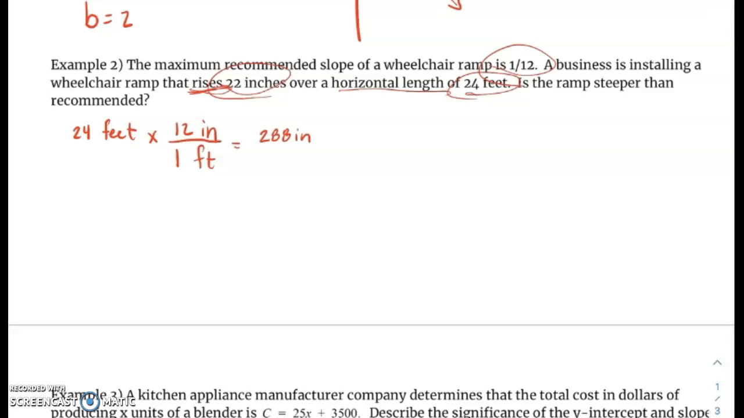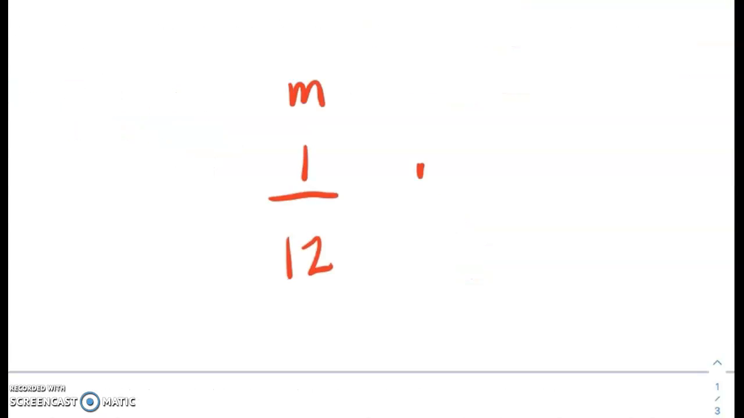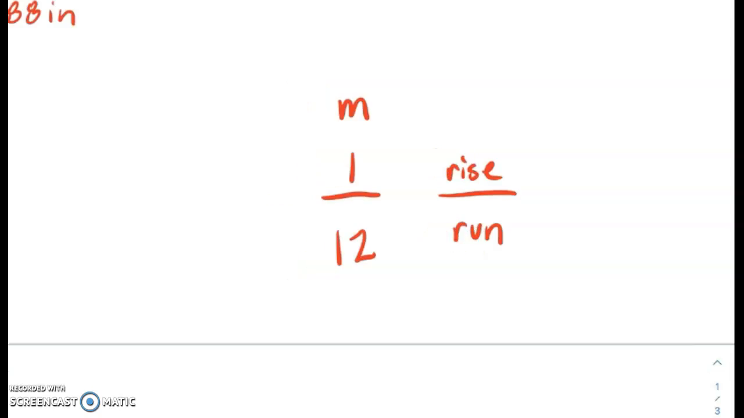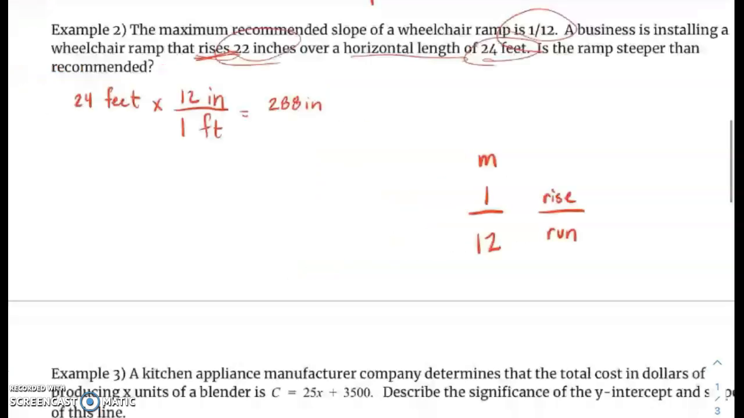So if the recommended is 1/12, that's recommended. And what we have is, and remember slope, so I haven't said this before, but slope is rise over run. So that's your vertical difference over your horizontal difference. So the vertical, the rise is 22 inches. And in this case, the horizontal was 288. So that's the run.